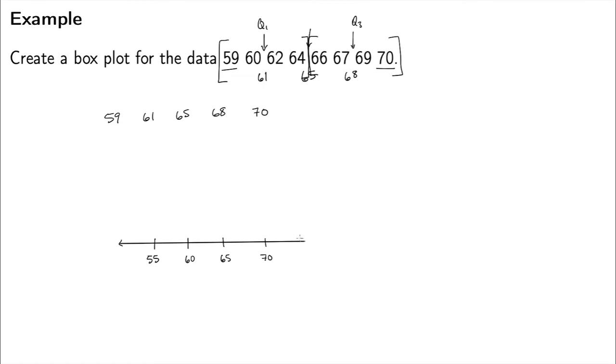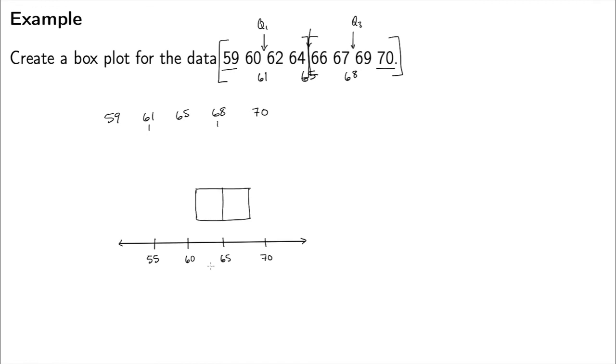And then above our number line, we're going to start drawing something. So we're going to create a box that encloses from the first quartile to the third quartile. So from 61 to 68. So that's right around there. Okay, I'll create a box. And then I draw a line where my median is, which is at 65. So it's right here. I draw a line.